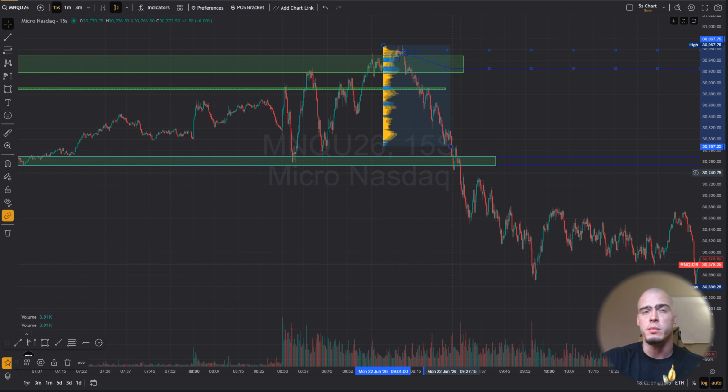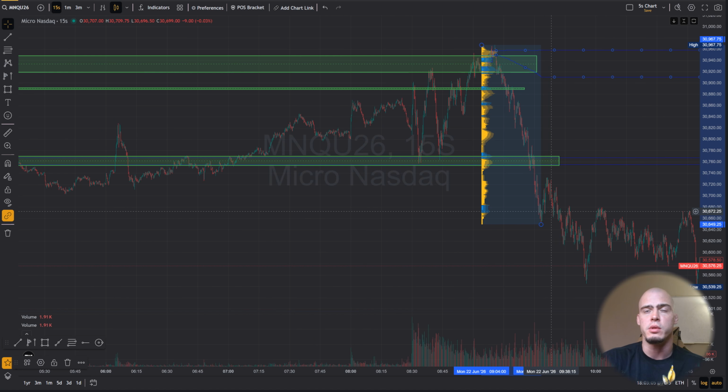It never retraced to that. You want to stay away from these major structural supports like this, but then once that clears, you can continue to sell pretty much anything. If it's a high volume node, if it's trapped blue delta, if it's an inversion in a gap, like a fair value gap.